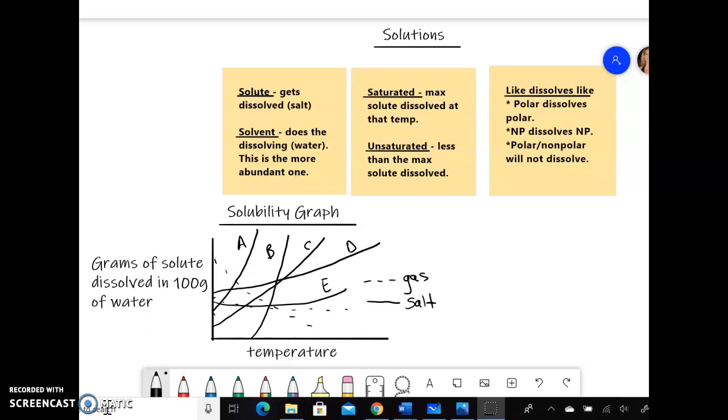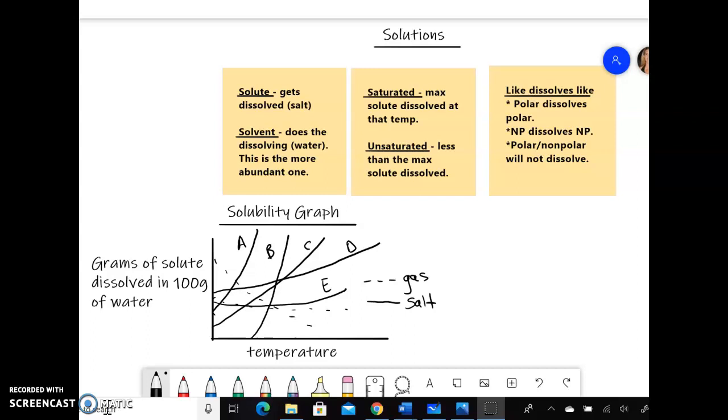I'm not sure I mentioned it a minute ago, but gases actually decrease their solubility with temperature. So the hotter the temperature, the less a gas will dissolve into a liquid. An example in real life would be soda. If you think about a hot day and you have a hot can of soda, the Coke doesn't taste as bubbly, and that's because the soda can't hold as much gas, the carbon dioxide, when it's hot. So gases are the opposite. They actually decrease, and notice that the dotted lines are decreasing. They have a negative slope on the graph.